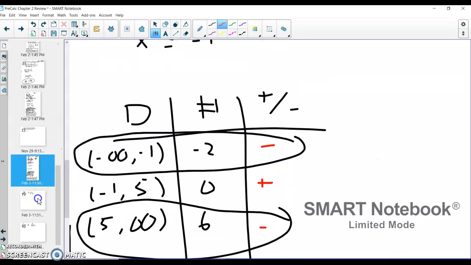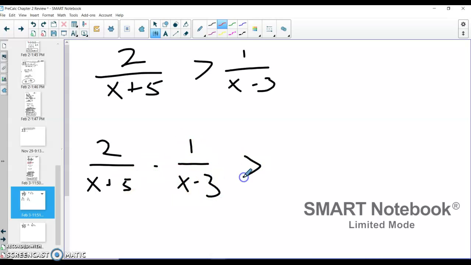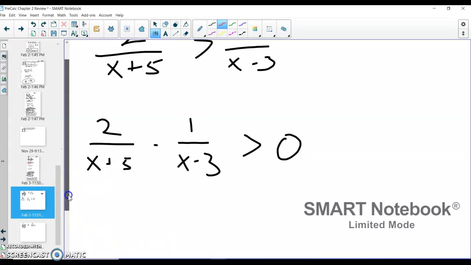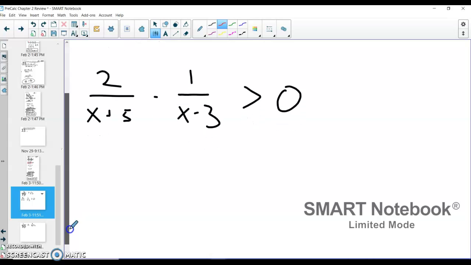Now, looking at another one, this is now 47. Again, I'm going to subtract over because I want this to be greater than 0. So by subtracting over, I get 2x plus 5 minus 1x minus 3 is greater than 0. And again, I'm going to need a common denominator so that I can combine these and get a numerator and a denominator, which eventually I'll set equal to 0.